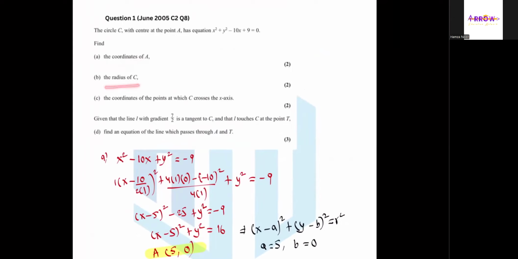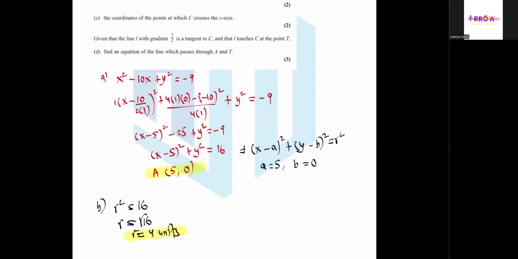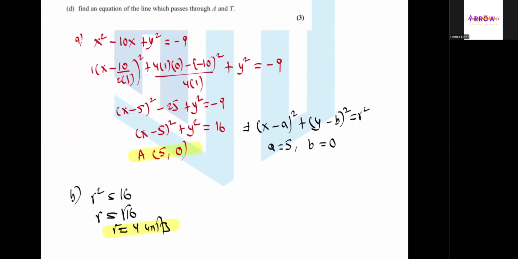Now in part B, we need to find the radius of the circle as well. Okay, so since we have identified the fact that r square is equal to 16, so r is equal to square root of 16. And since we are dealing with the radius, radius is basically a length and length is always positive. So positive square root of 16, meaning 4 units will be your answer. As simple as that. The radius of the circle will be 4 units.